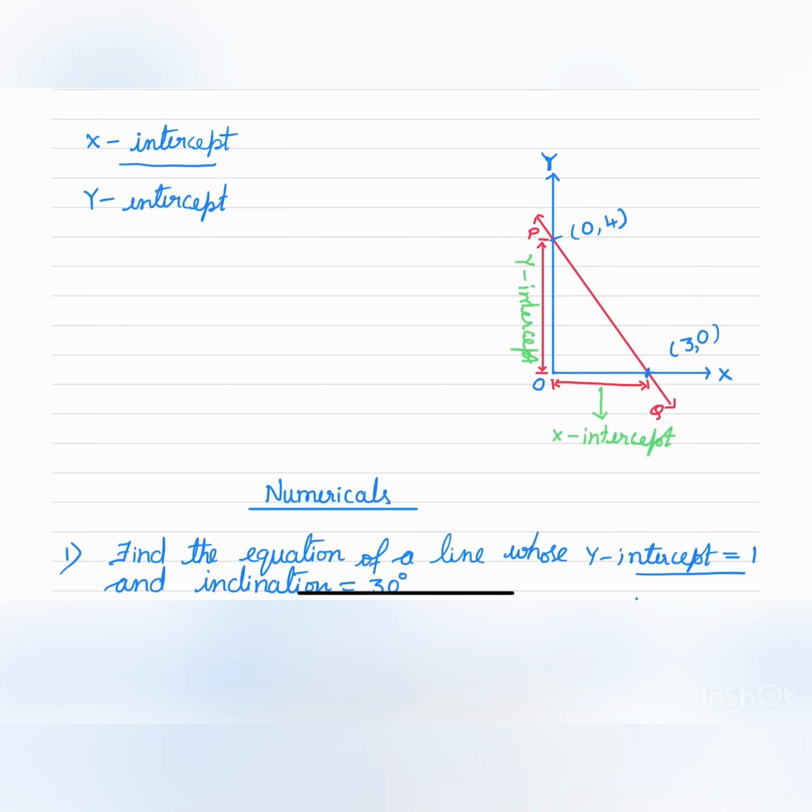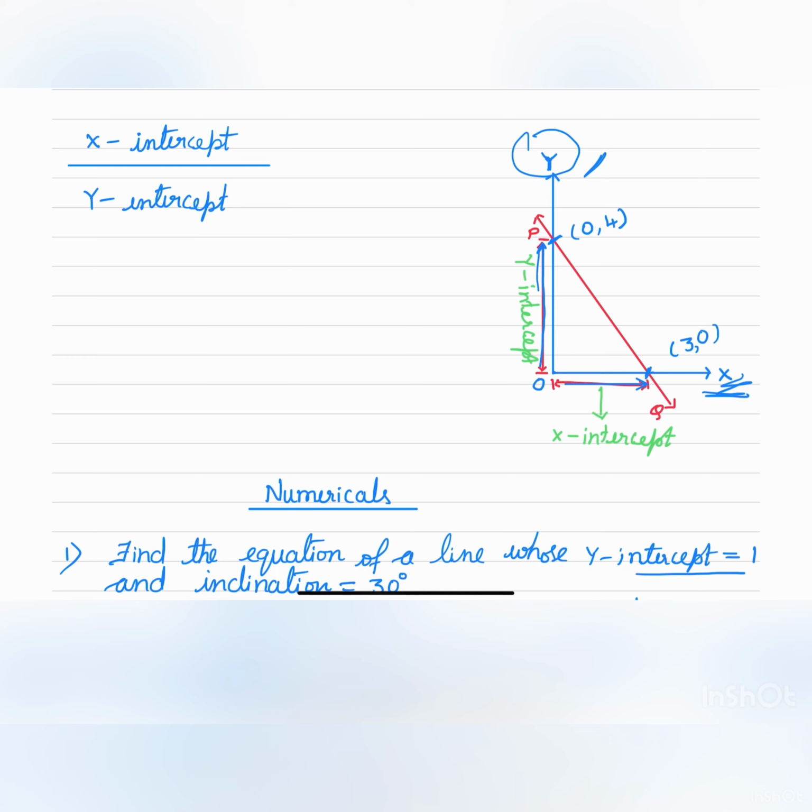This video is about the intercepts. If a line is touching the x-axis and y-axis, then we have to find the coordinates on the x-axis and y-axis where the line touches them. I have taken PQ as a straight line, and it is touching the x-axis at this point and the y-axis at this point. The x-intercept is nothing but the length, this length is the x-intercept and this is the y-intercept.